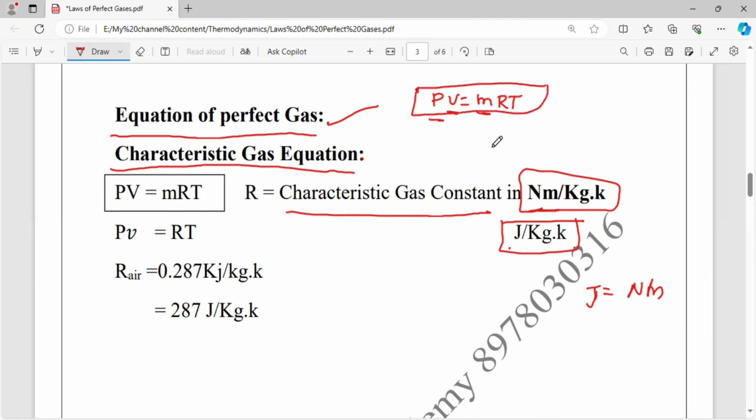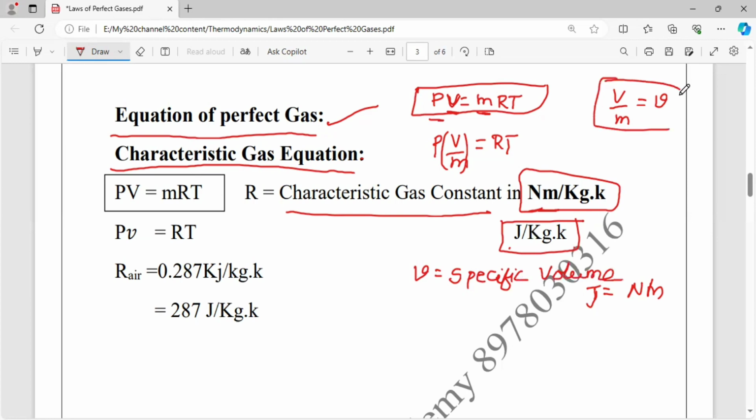Now the characteristic gas equation PV equal to mRT can be simply written, where V is the volume, as PV by m equal to RT. V by m means volume by mass, which equals specific volume. That means small v is nothing but the specific volume, the ratio of volume to mass. So we can write this expression as P v equal to RT.